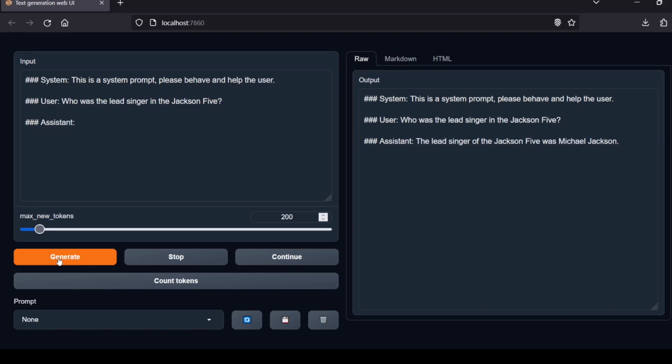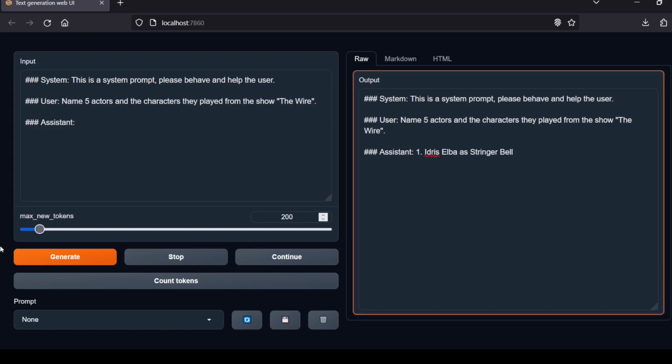Next question. Who was the lead singer in the Jackson 5? It accurately identified Michael Jackson as the lead singer of the Jackson 5, showing familiarity with music history. Lab rating, pass. Next question. Name 5 actors and characters from The Wire.